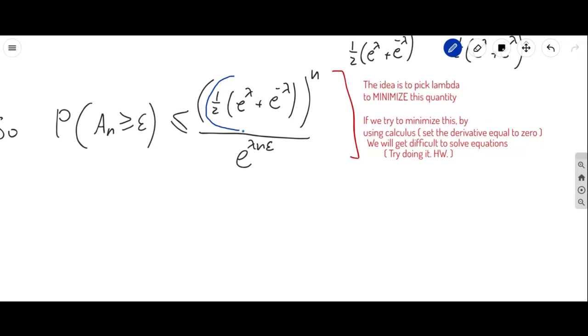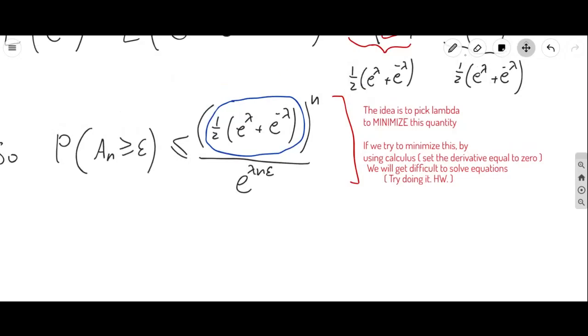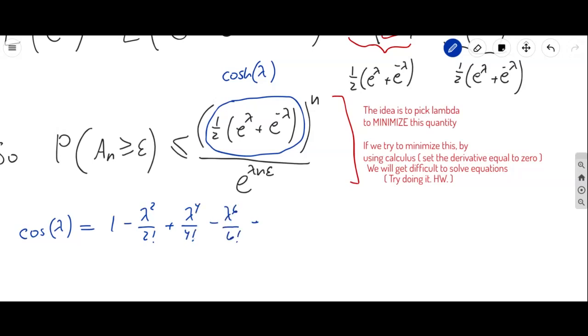What you realize is that this function is what you call the hyperbolic cosine function. If you've never seen it before, cosine of lambda, when you write it as a power series, is 1 minus lambda squared over 2 factorial plus lambda to the 4 over 4 factorial minus lambda to the 6 over 6 factorial, and so on. The hyperbolic cosine function is just like cosine, but it goes positive.